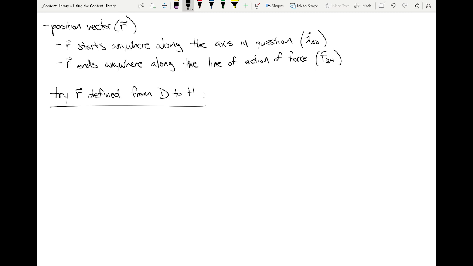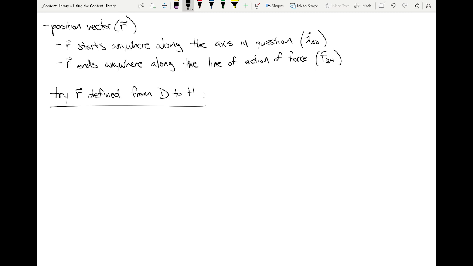Does that meet the definition that I've described for the position vector? Yes. It starts anywhere along the axis in question, lambda AD. So it's starting at D and it's going to H. The force line of action goes from B to H. So this works too. I could go from D to H, D to B, A to H, or A to B. I'm just picking one. It doesn't matter. I'll show you what happens here in a minute.